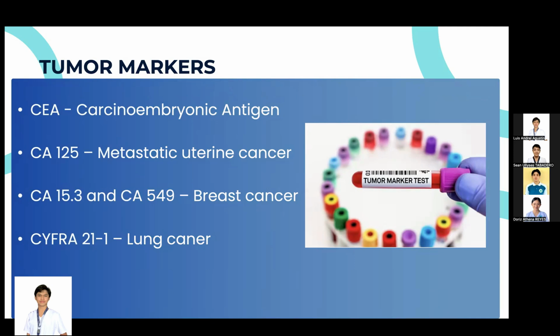For CYFRA 21-1, it is a fragment of cytokeratin 19. It is a key marker used in the diagnosis and monitoring of lung cancer, particularly non-small cell lung carcinoma. By carefully assessing the fluid's physical appearance, lipid content, and tumor marker levels, healthcare professionals can accurately distinguish between conditions ranging from simple infection to complex malignancies, guiding appropriate patient treatment.